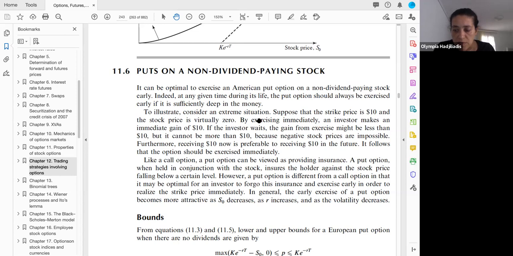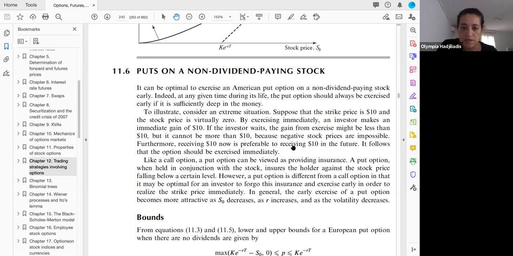Suppose that the strike price is $10 and the stock price is virtually zero. By exercising immediately, an investor makes an immediate gain of $10. If the investor waits, the gain from exercise might be less than $10, but it cannot be more than $10 because negative stock prices are impossible. Furthermore, receiving $10 now is preferable to receiving $10 in the future.